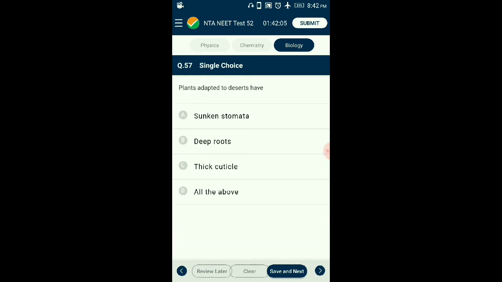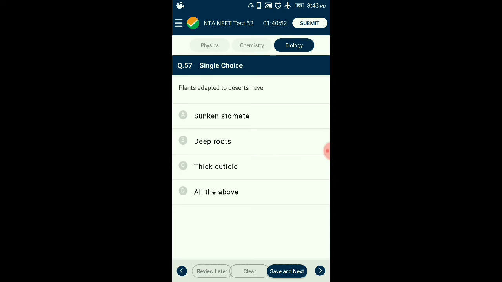Question number 57. Plants adapted to deserts. Xerophytes are plants that grow in deficiency of water, as a result of which they possess some adaptations to survive in the deficiency of water. They have deep roots that penetrate the soil to great depths and have shoots less developed than roots, resulting in reduced transpiration. They also have sunken stomata which help in reducing the loss of water by opening at night, as there is increased transpiration during the day.